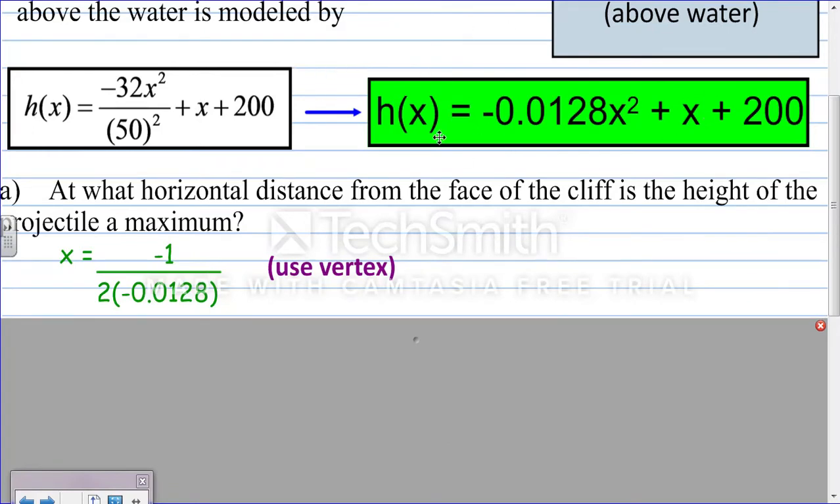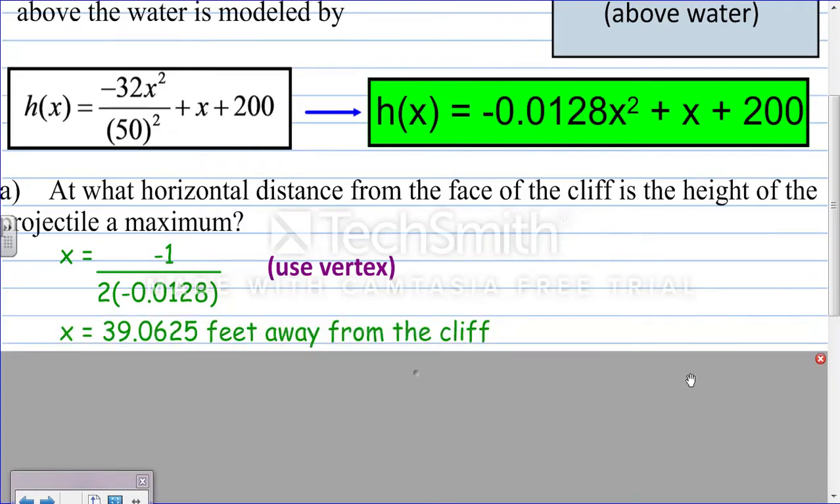Notice in this equation, b is 1 and a is this negative 0.0128. So we're going to do negative b over 2 times a. When you put that in your calculator, you get 39.0625, and that's how many feet it is away from the cliff. So that's the horizontal distance it's asking for in part A.